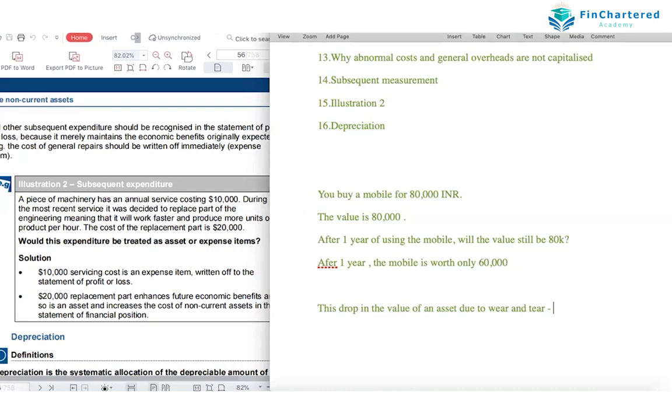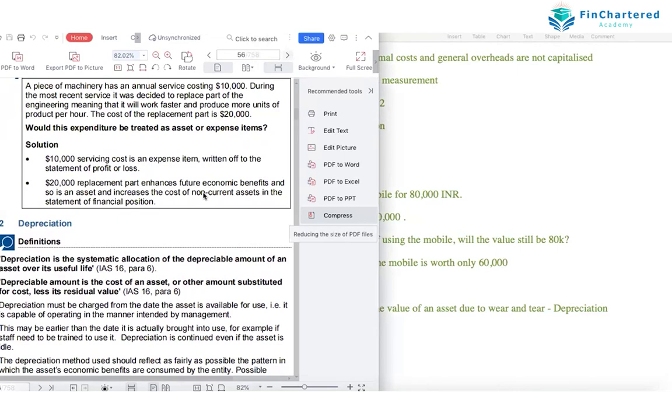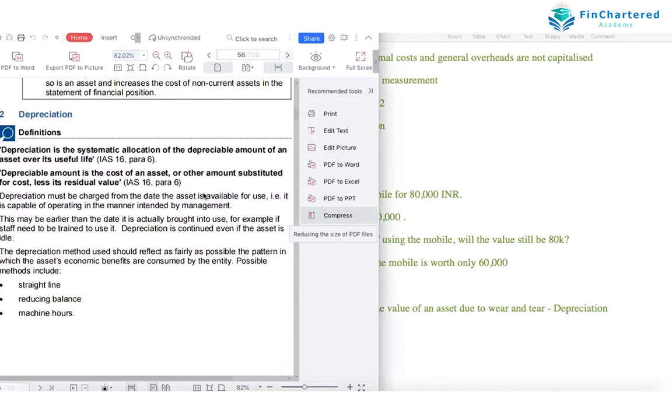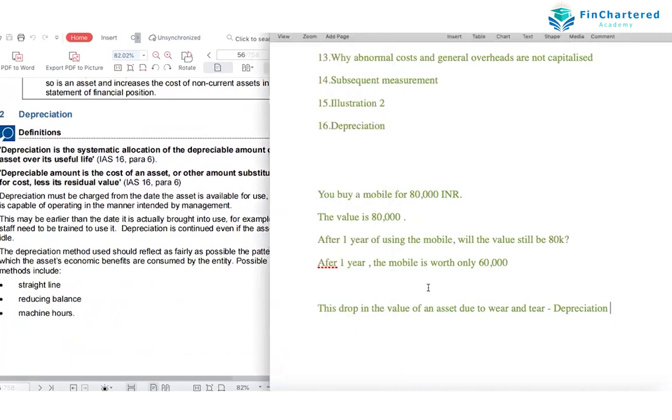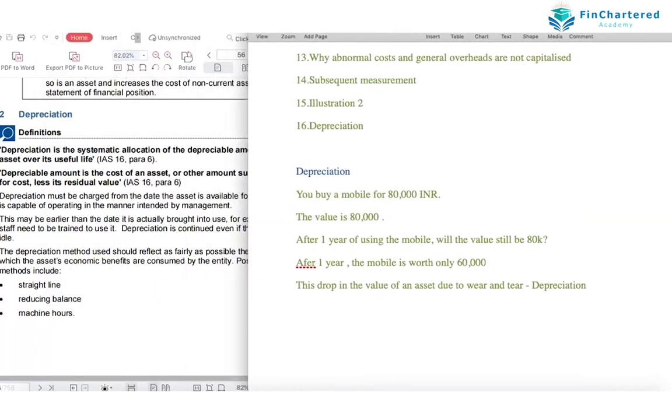you make your life easy. You don't need to tell that entire sentence. You will just say one word. You will say depreciation. Depreciation is the drop in the value of an asset due to wear and tear over the useful life of the asset. This is what depreciation is talking about.